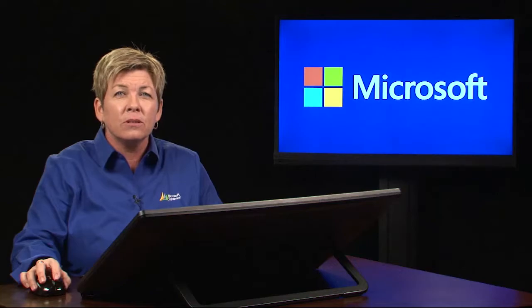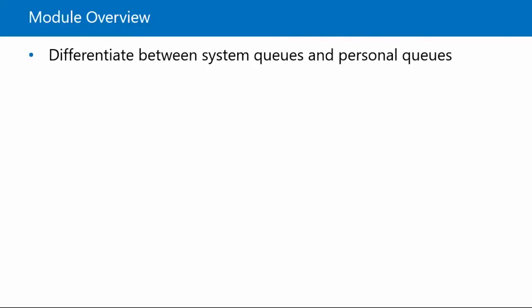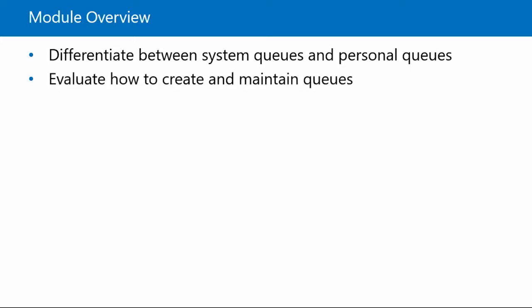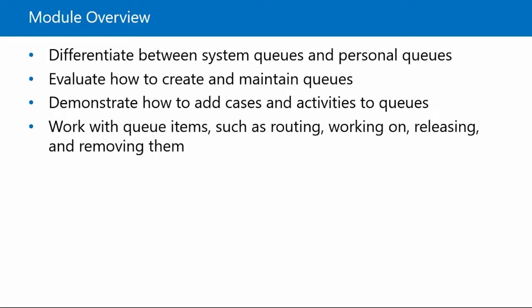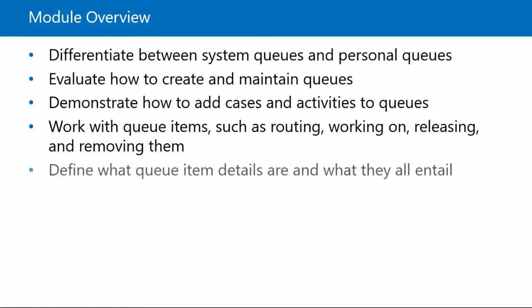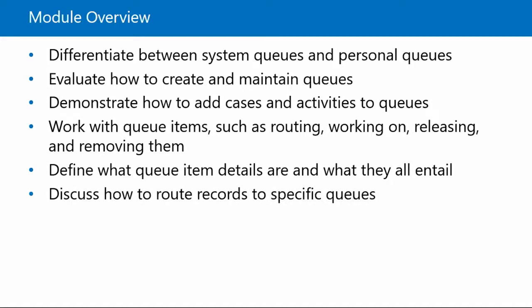In this module, the objectives are to differentiate between system queues and personal queues, to evaluate how to create and maintain queues, to demonstrate how to add cases and activities to queues, to work with queue items such as routing, working on, releasing, and removing them, to define what queue item details are and what all they entail, and also to discuss how to route records to specific queues.